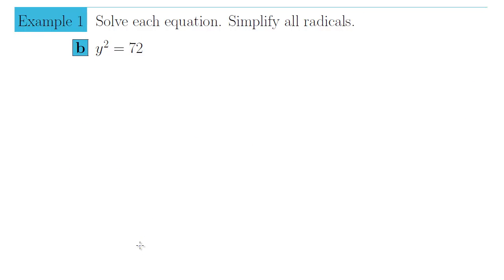Example 1b. Solve the quadratic equation y squared equals 72. Notice that once again, our equation is written in a form that we can directly apply the square root property. That is, a variable quantity squared equal to some positive number.